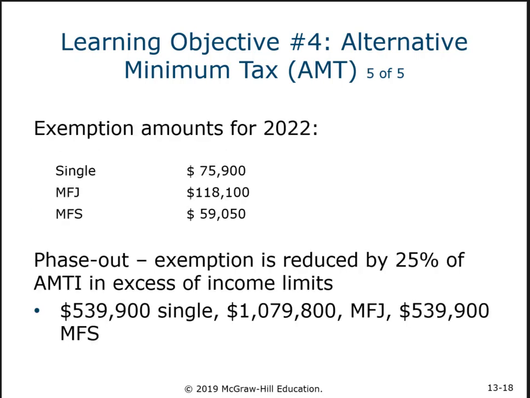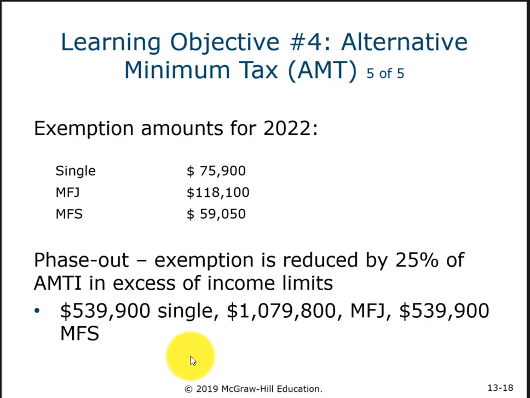The exemption amounts for 2022 are given here. If you're single, $75,900. I told you it was a big, fairly sizable amount. Married filing jointly, $118,000. Literally, if your income isn't over $125,000 or so, there's no way that the alternative minimum tax is going to impact you. Okay, married filing jointly. Single, it could go lower. Married filing separately, obviously, also much lower.